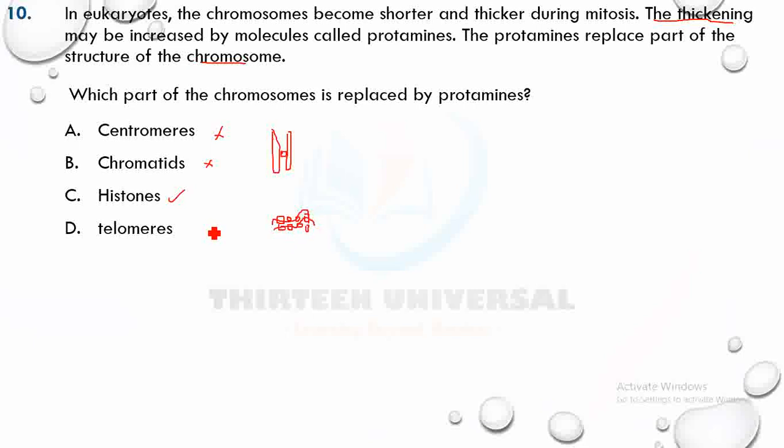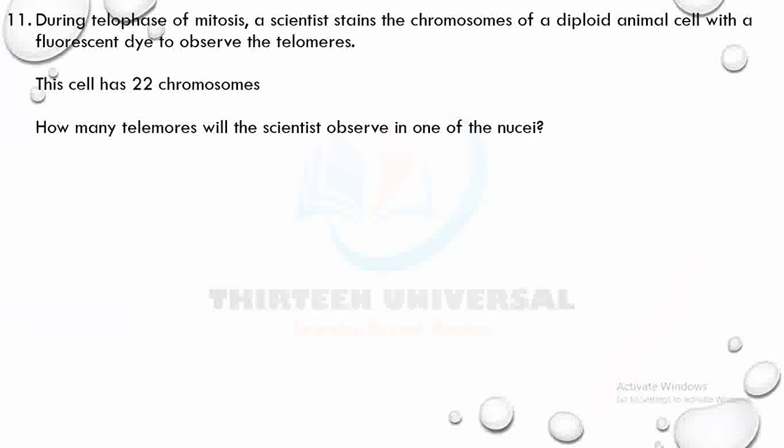So that's correct. Telomeres, nope. Telomeres are found at the tip of chromosomes like this. This is the telomere. They prevent loss of genetic information, loss of genes. They're the ones that determine the lifespan of a cell. The longer the telomere, the longer the lifespan. So therefore the answer is C.